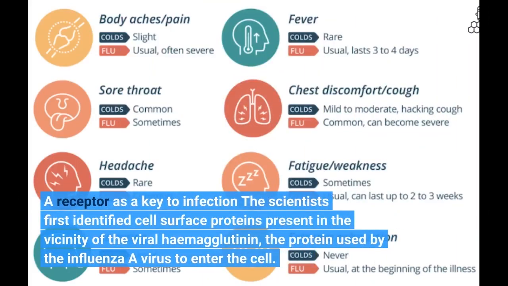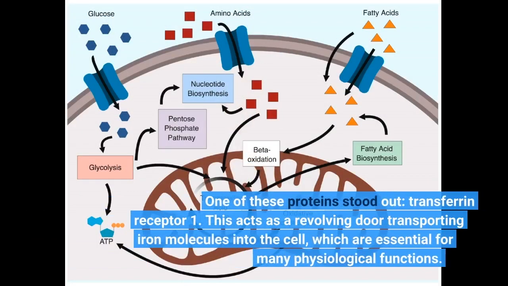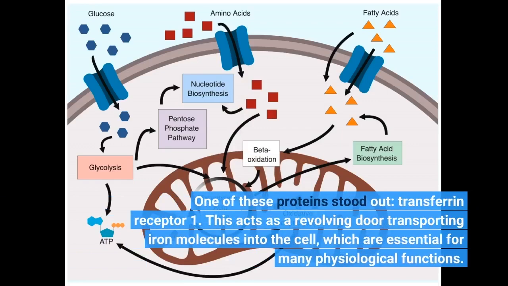The scientists first identified cell surface proteins present in the vicinity of the viral hemagglutinin, the protein used by the influenza A virus to enter the cell. One of these proteins stood out, transferrin receptor 1. This acts as a revolving door transporting iron molecules into the cell, which are essential for many physiological functions.